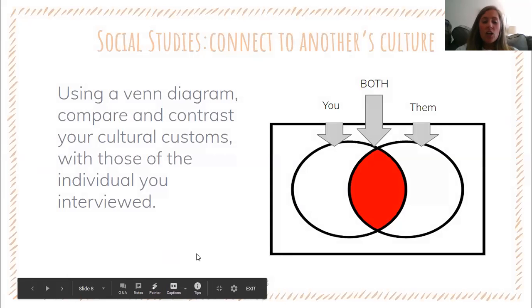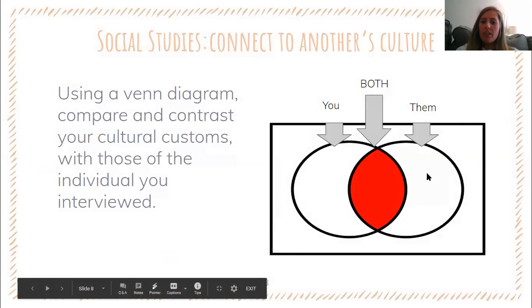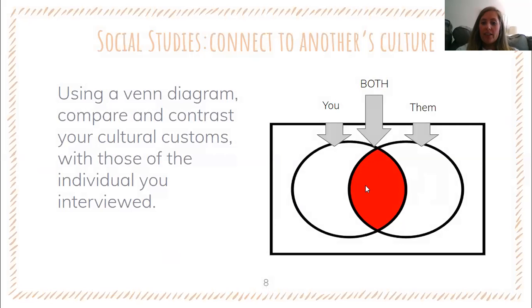All right, then for social studies, you're going to connect to another's culture. So you're going to create a Venn diagram, and this is an example of a Venn diagram. So it's 2 circles that overlap each other like this. So you should have 3 sections. So 1, 2, and 3.